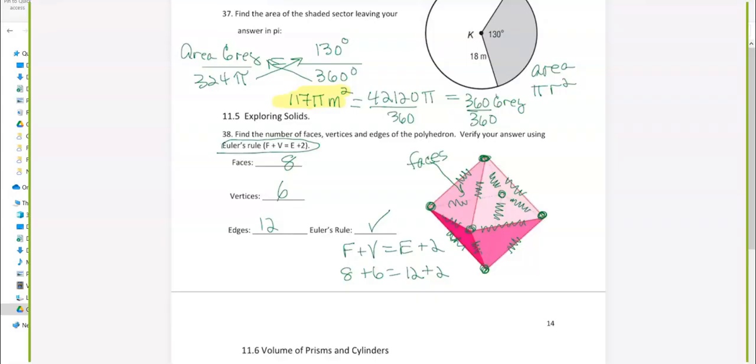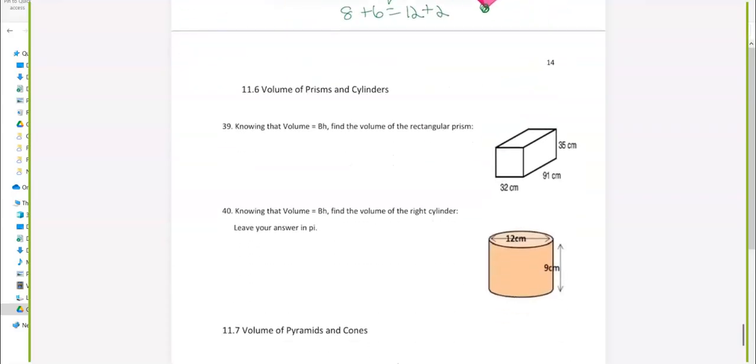Okay, so you can either prove Euler's rule after you find your edges, or if you're confident with what you've discovered so far in terms of face numbers and vertices numbers, you can just use Euler's rule to find the missing edges. Okay, either way, it works very well.